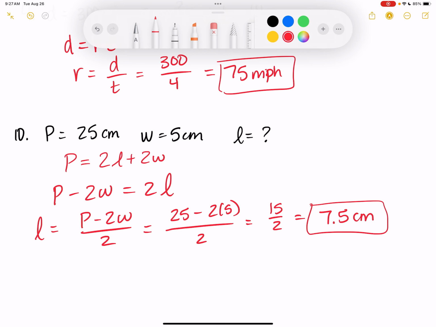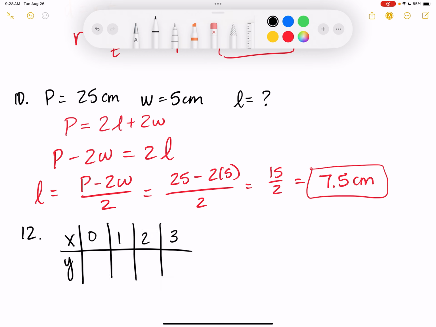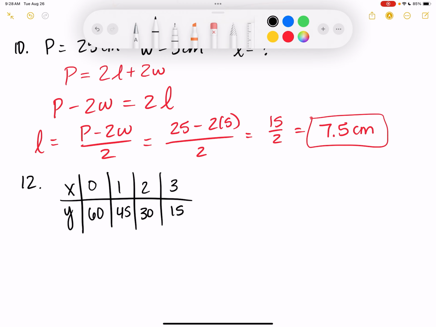All right, the next ones give us a table and they want us to find the pattern so that we can write the equation. So 12, we have an XY table. X is 0 through 3. Y is 60, 45, 30, and 15. As I do this, I'm trying to see how I get from one thing to the next in each of these. Subtract 15. Yep, subtract 15 in all of those.